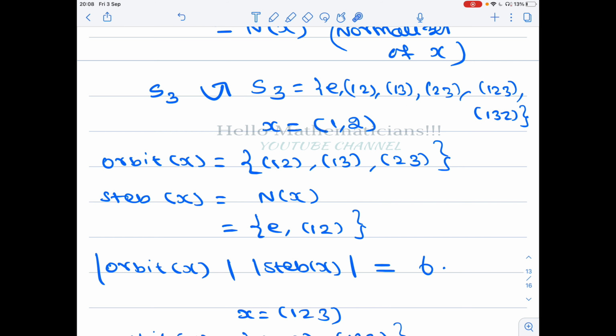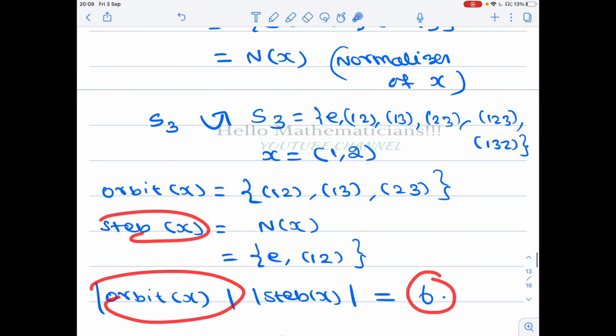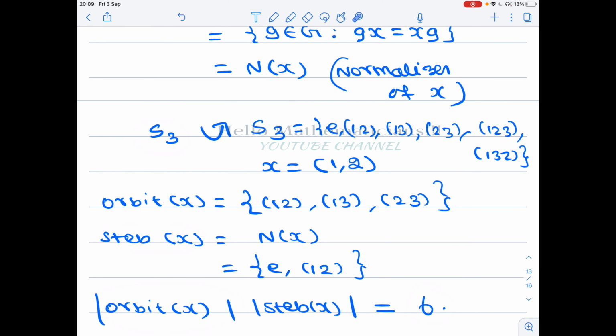You can directly check that only these two permutations, the identity and the permutation itself, are the only permutations that commute with this permutation. Therefore, this is the stabilizer. Again, if you multiply the cardinality of the orbit and the cardinality of the stabilizer, you get 6. This 6 is the cardinality of the group S3.